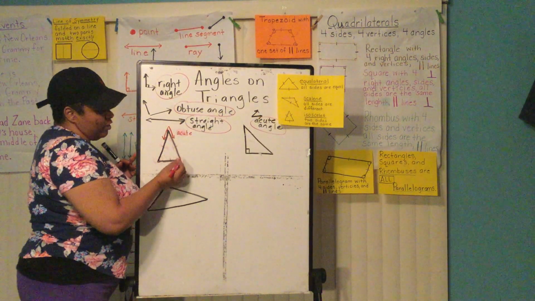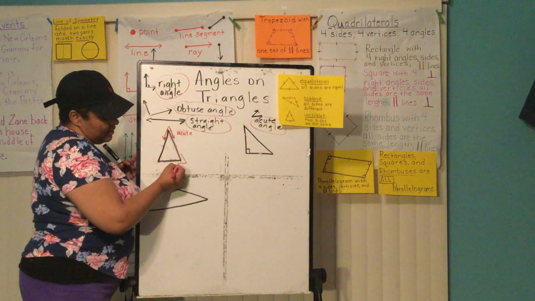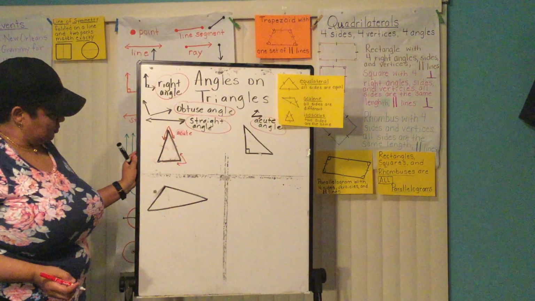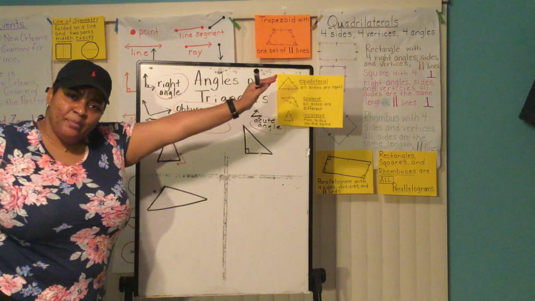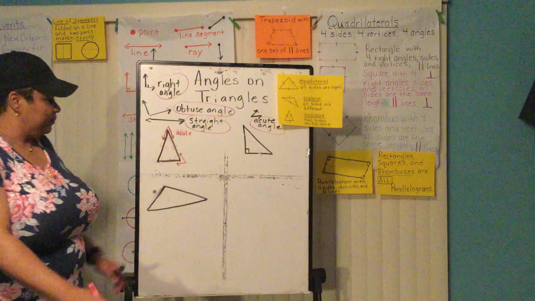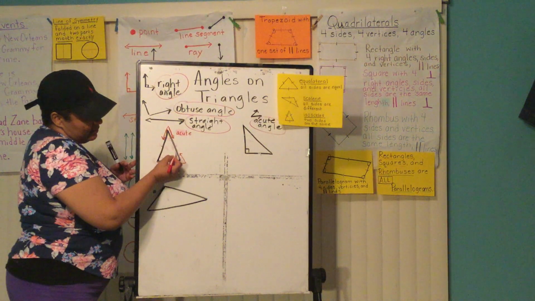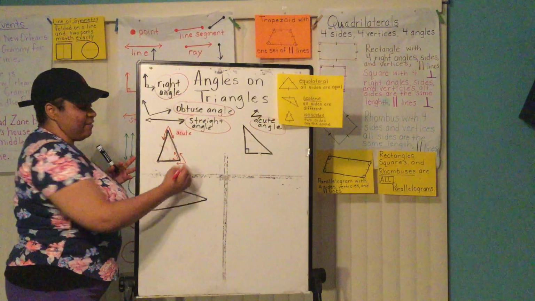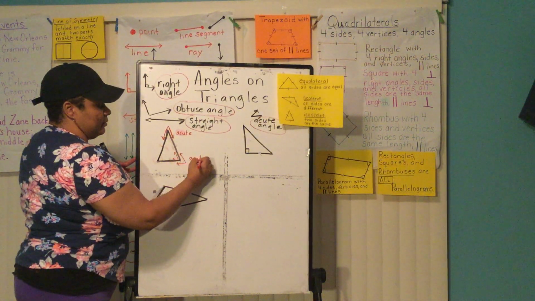Now I got another angle here. I want to trace it on the outside. Look at that. Opening up wide, obtuse. I'm thinking I'm cute. Don't really want to give you a hug. Look at it. I think I have another acute angle.